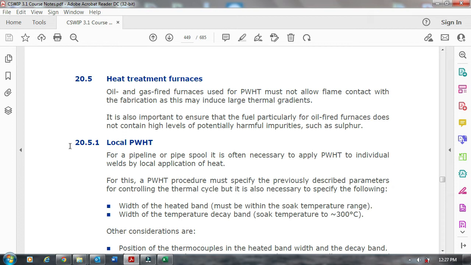Oil and gas fired furnaces used for PWHT must not allow flame contact with the fabrication, as this may induce large thermal gradients. It is also important to ensure that the fuel, particularly for an oil fired furnace, does not contain high levels of potentially harmful impurities such as sulfur. So depending on what fuel is used for taking the temperature up, you need to note that. If you are using some other means for heating, then you need to specify what heating you want, or if you want an electrical method, that also you can say.